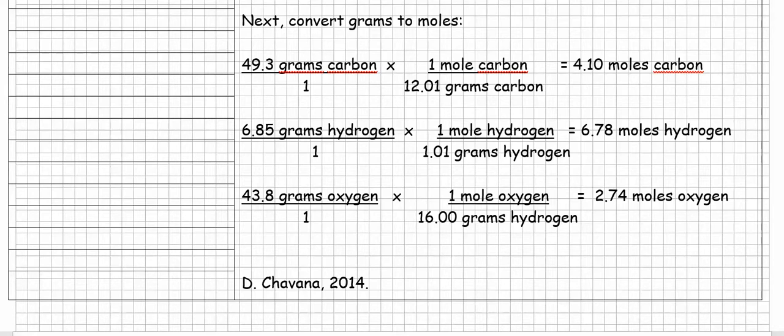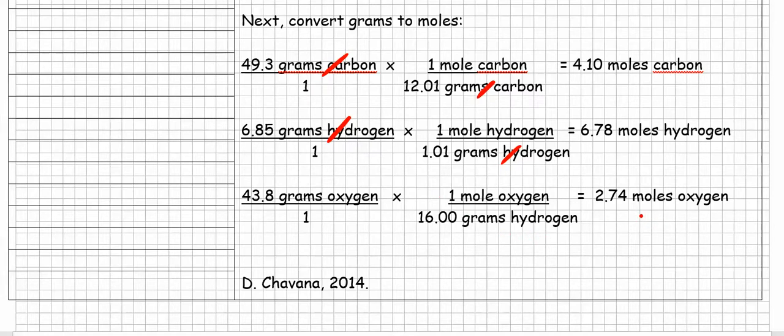49.3 grams of carbon by this dimensional analysis is going to yield for us 4.10 moles of carbon. I just got these numbers right off the periodic table. Grams cancel away, off the periodic table, 1.01 grams per mole, and I get 6.78 moles of hydrogen. And this time I've got 43.8 grams of oxygen, with 16 grams per mole of oxygen. That's 2.74 moles of oxygen.